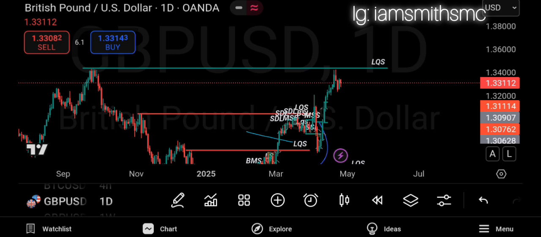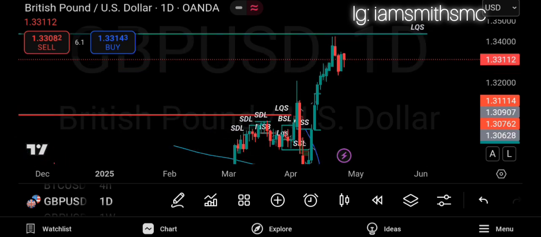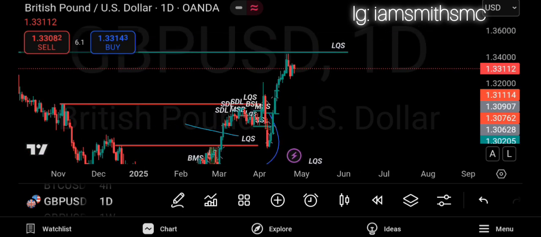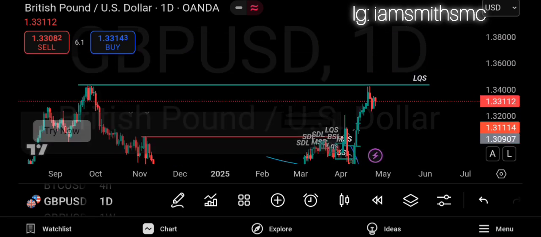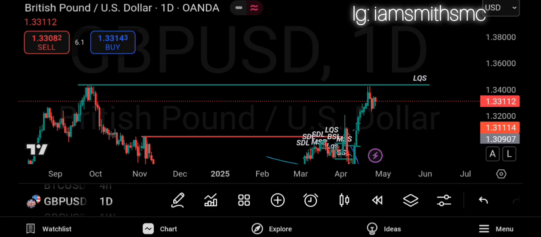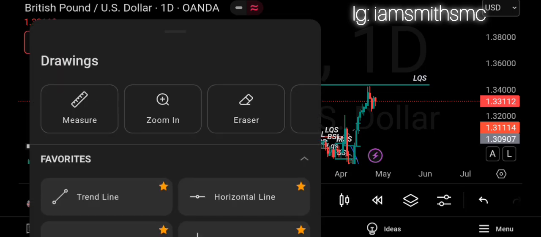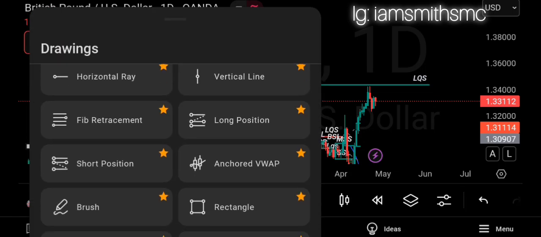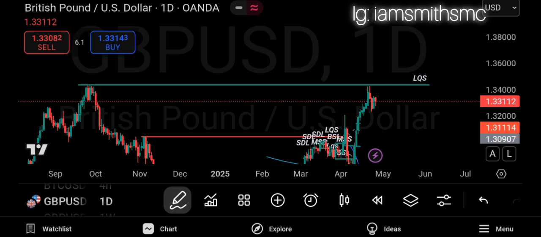As you can see here, my chart is sitting at the daily time frame. You can see that GU has been on a bullish trend. You can see my liquidity sweep, which is this green candlestick, this green area here.